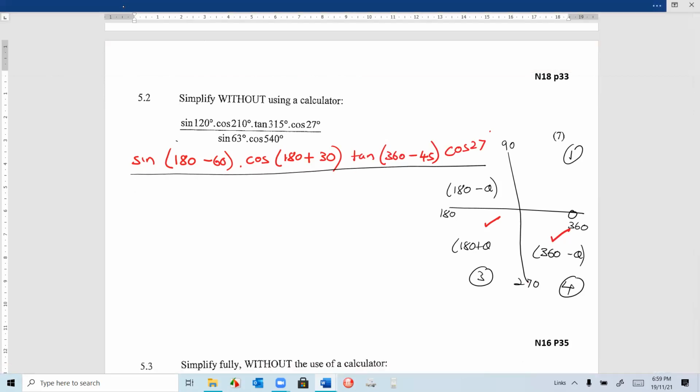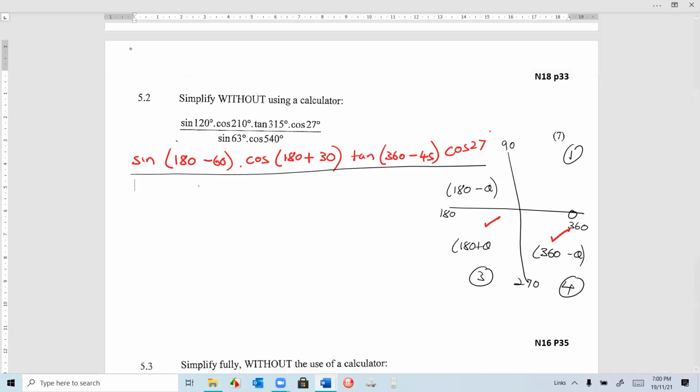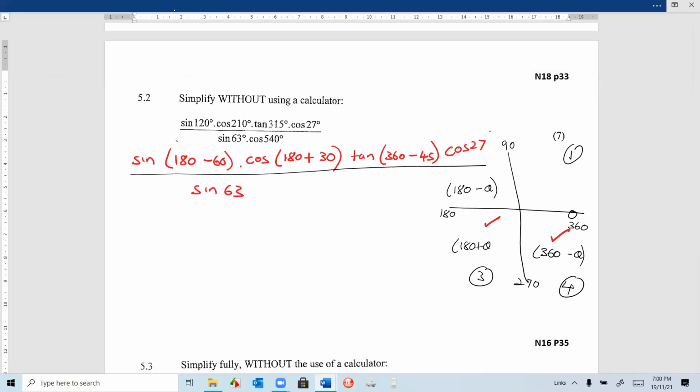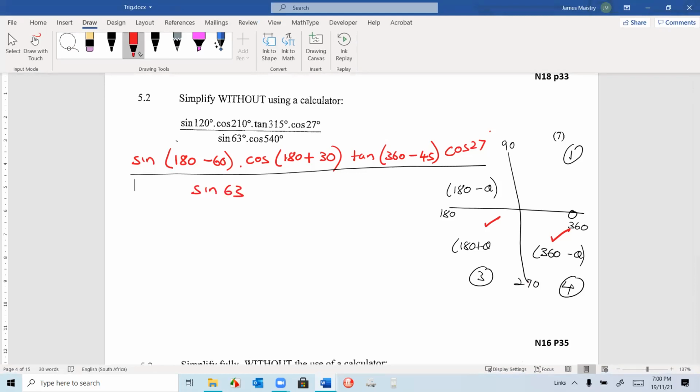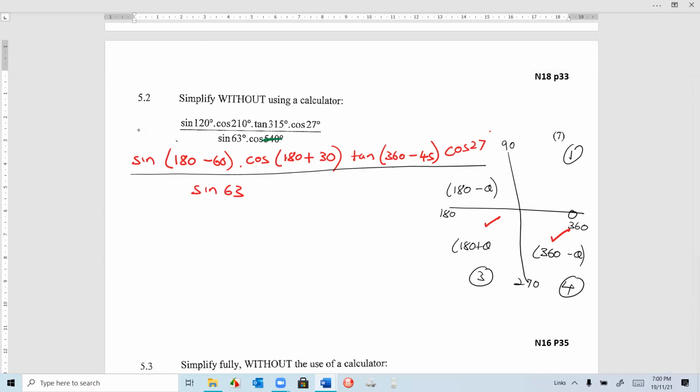Now that's all over, let's go to the denominator. The first one is sine 63. For now, I'm going to leave it as it is because it's an acute angle. And then you got 540. Anything above 360, you can just take your calculator out and subtract 360. What is 540 minus 360? Anyone got an answer for me? 180. Well done. So I'm going to rewrite this as cos 180.